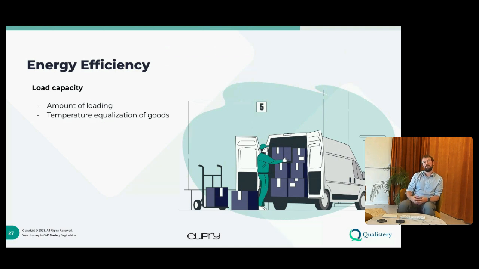Another part about energy efficiency has to do with loading capacity. One of the things to keep in mind, and Chris, you mentioned it as well in terms of usable volume, is the amount of loading that's ongoing, as well as temperature equalization or frosting of goods. So basically, is the system designed to freeze in products, as an example? It could be phase change materials or other products that need to be frozen in, or is the amount of loading simply not suitable for the volume that you're trying to utilize?